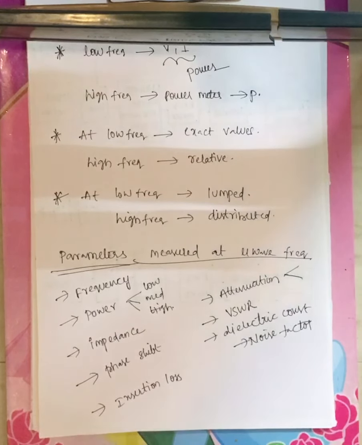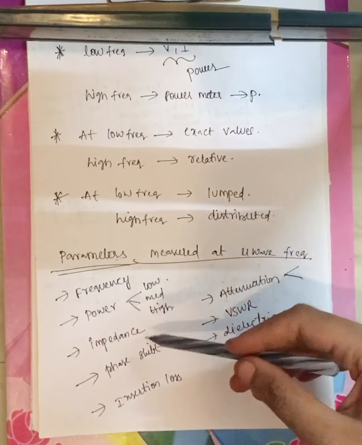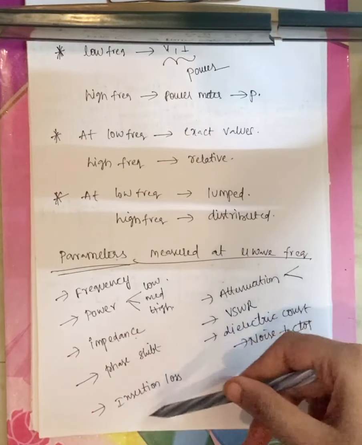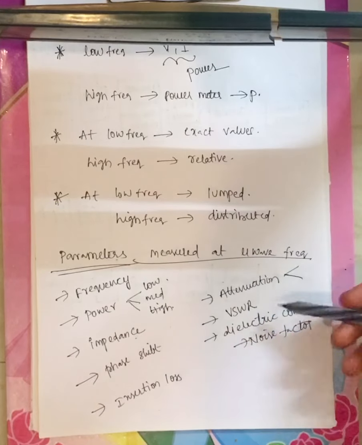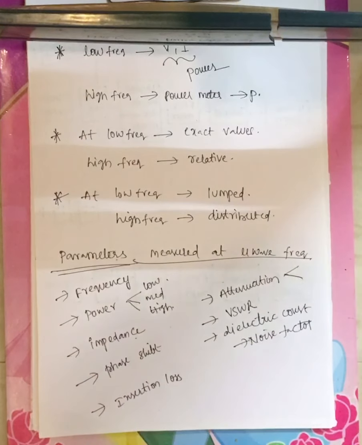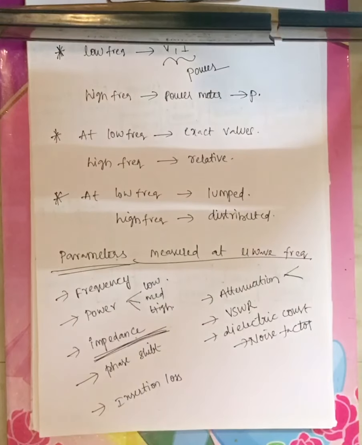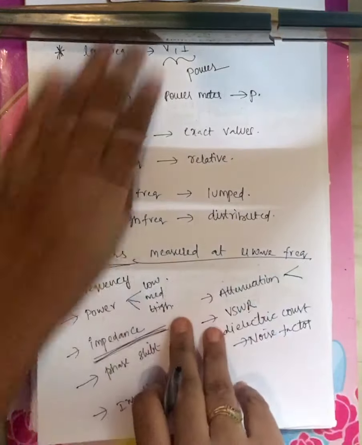The frequency, power, and under that you will have three different types: low power, medium power, and high power. Impedance, phase shift, insertion loss, attenuation, VSWR, voltage standing wave ratio, dielectric constant, noise factor. Now all these are the parameters that are measured at your microwave frequency, right? Now first let us see the impedance measurement at microwave frequencies.